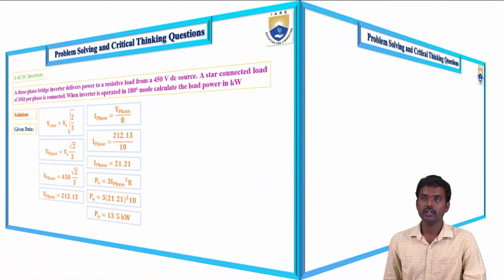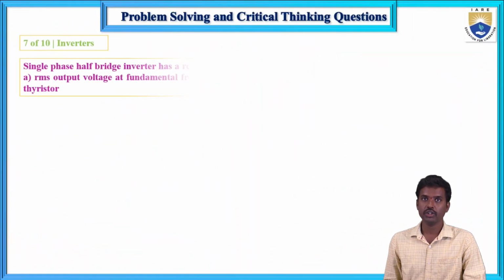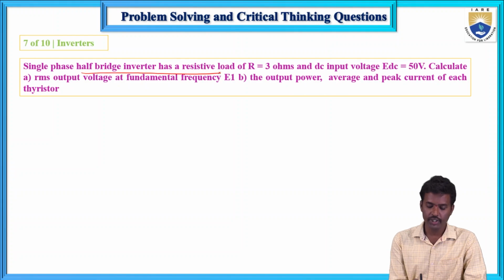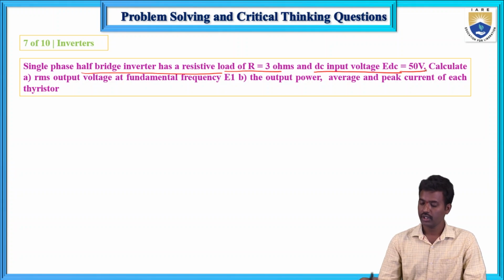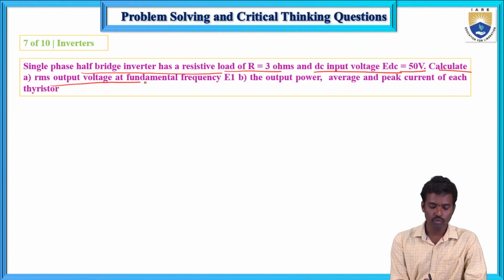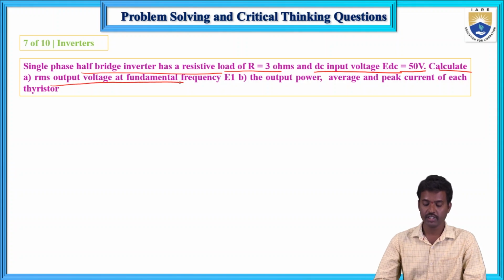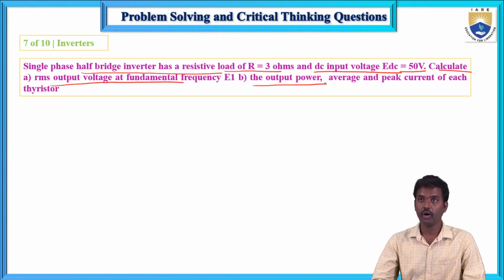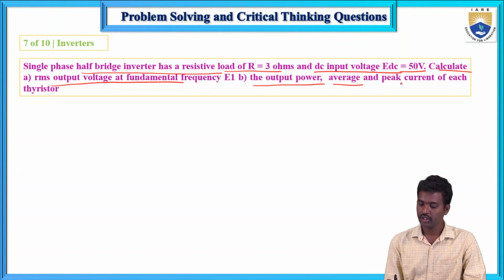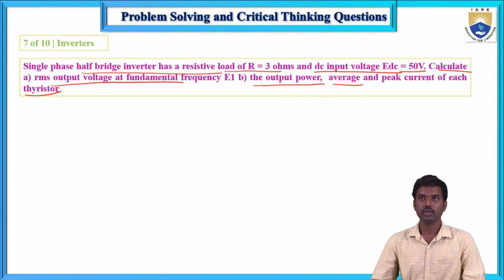Next, the 7th question. A single phase half bridge inverter has a resistive load of 3 ohms and a DC input voltage of 50 volts. Calculate the RMS output voltage at fundamental frequency, the output power, and the average current and peak current of each thyristor. So now, given data and solution.